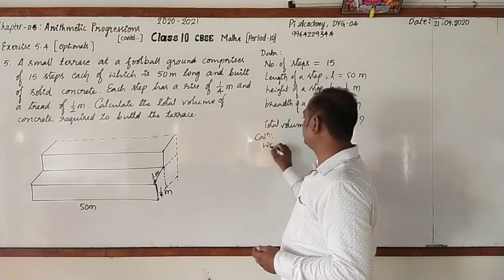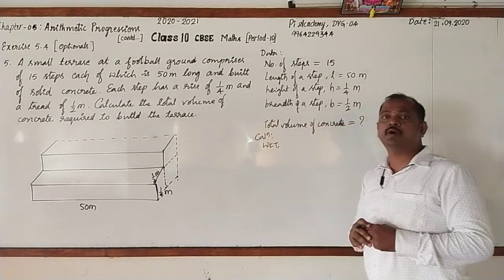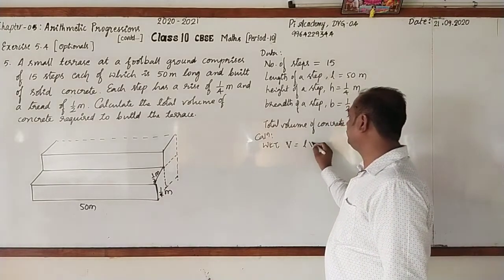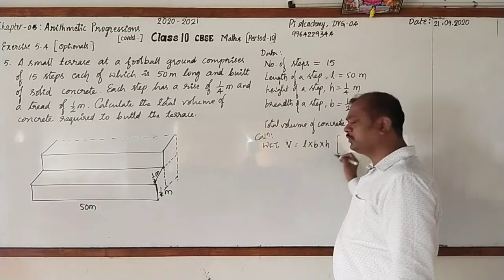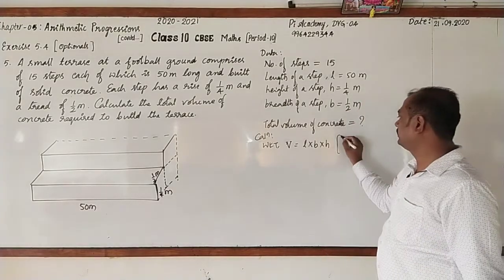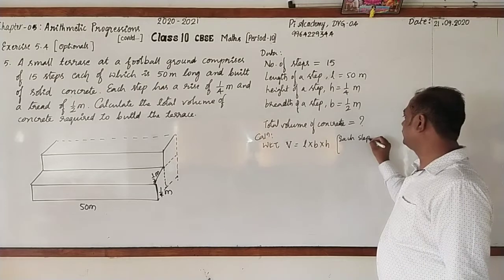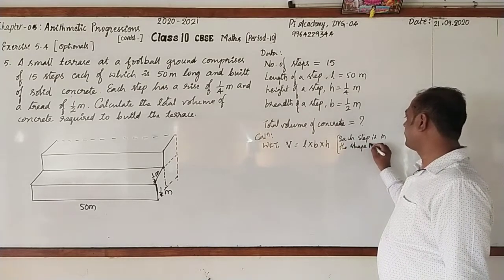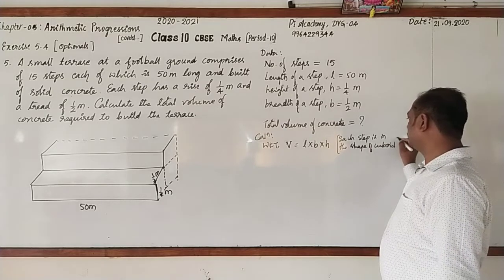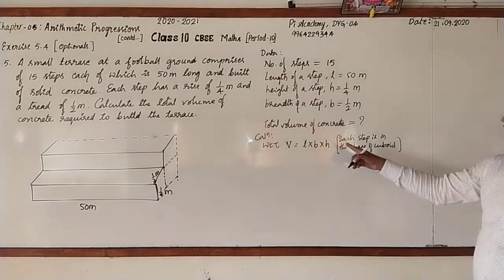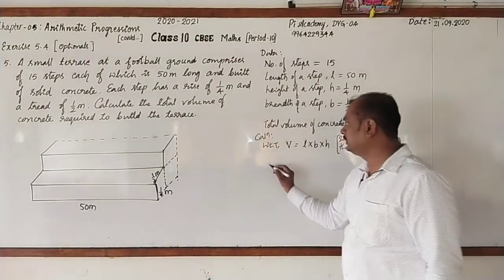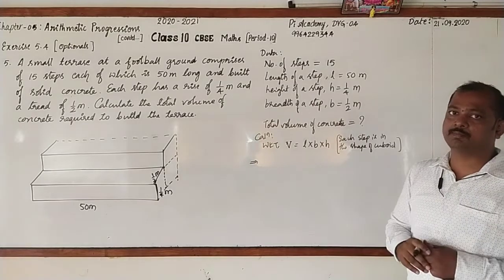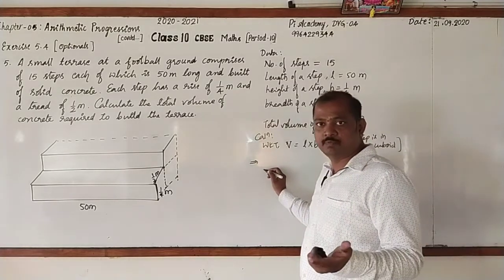Now, here I write. We all know that each step is in the form of a cuboid. Here I write, volume is equal to L into B into H. In bracket, if you want, you can write each step is in the shape of a cuboid. Therefore, its volume will be L into B into H. Next, here I'll write volume of concrete required to make first step. I take this as V1.